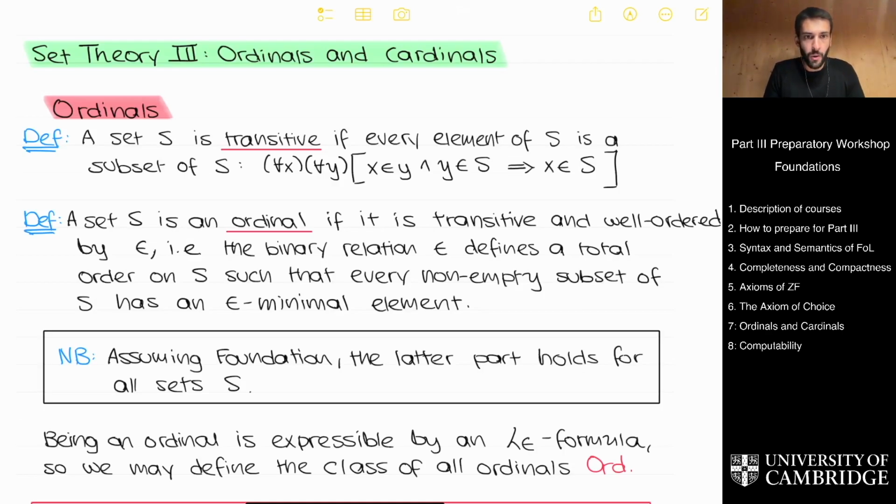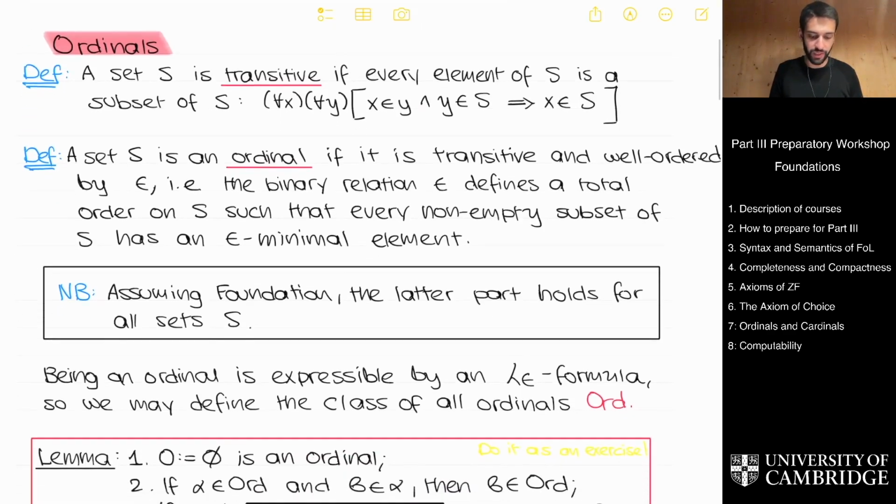Okay, so first of all, a set S is said to be transitive if every element of S is also a subset of S. How can we express this by a first order formula? If S is our set, then the following formula expresses that S is transitive: for all X and for all Y, if X is in Y and Y is in S, then X is in S. I think this shows more why we call this property transitivity, because it looks like the binary relation is transitive itself.